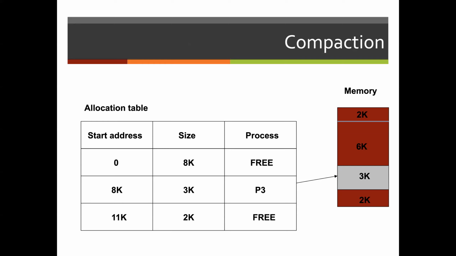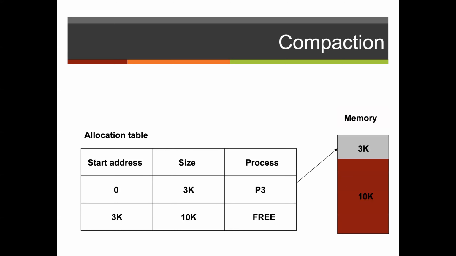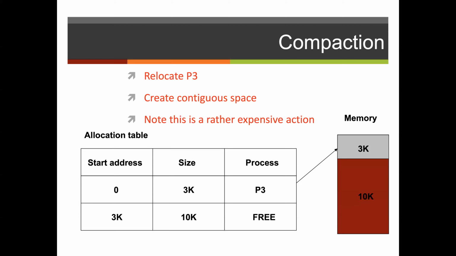And so another mechanism that we can use is compaction. In this case, what we do is we can reallocate memory and provide for the ability to move memory around, and that enables free memory to be represented contiguously in memory. So we can then relocate P3 that is executing and create the contiguous space that we could use for future processes that might require more. But this can be an expensive action that occurs. So that is one problem that has to be taken into consideration.